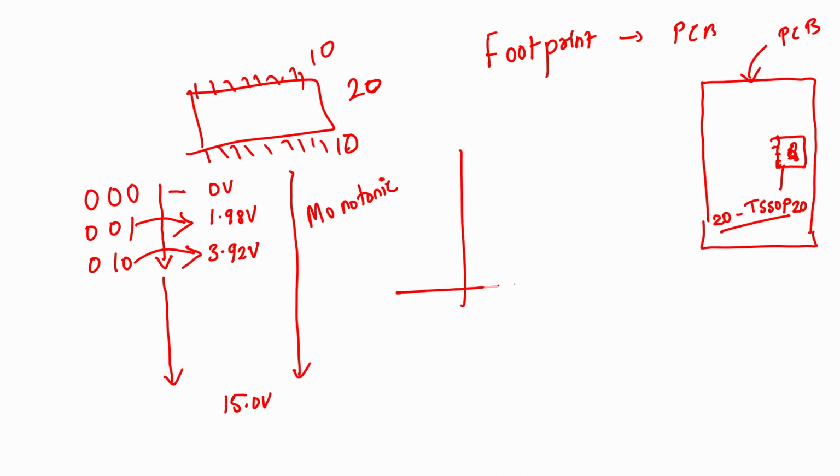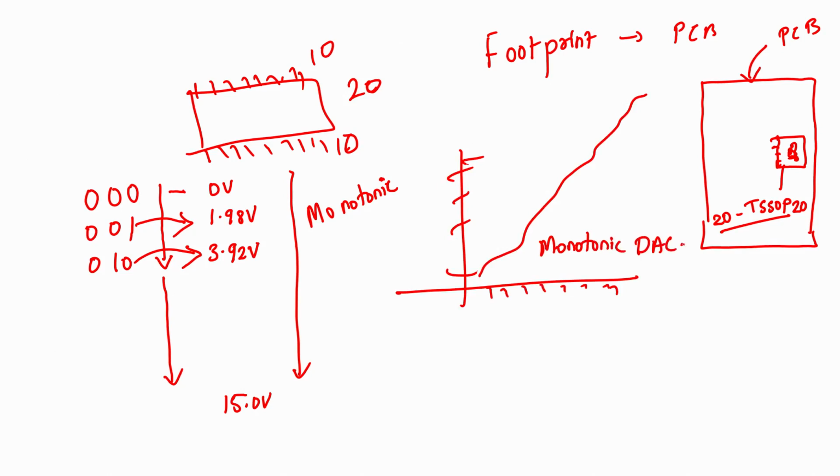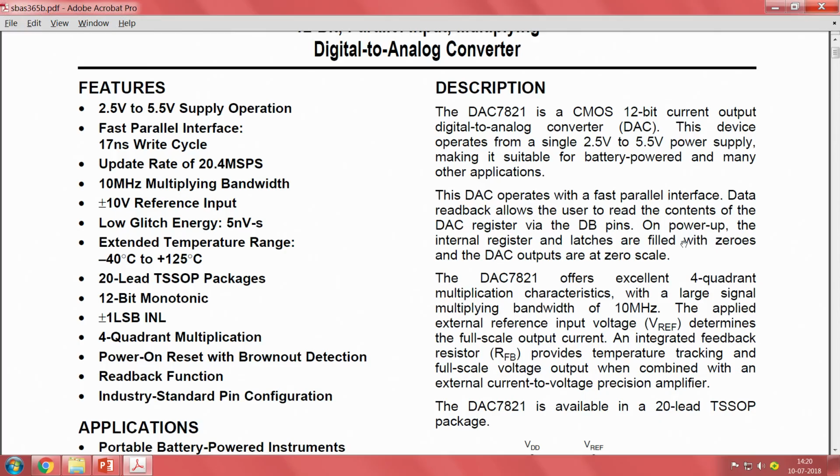Okay. Monotonic means that corresponding to your digital word below, your analog voltage will only continuously increase. This is the monotonic type. This is a monotonic DAC, with plus or minus 1 LSB, where LSB is the least significant bit. Then there is 4 quadrant multiplication. So, this is the internal logic that is there in the IC.